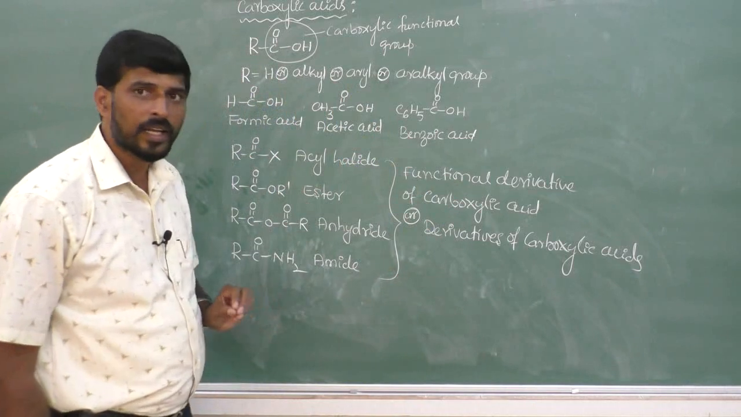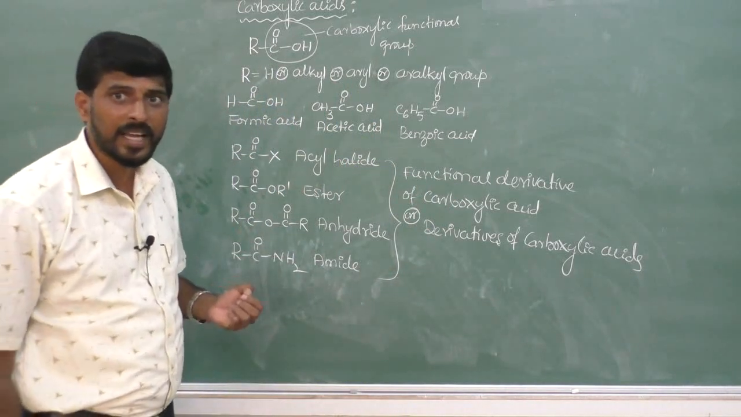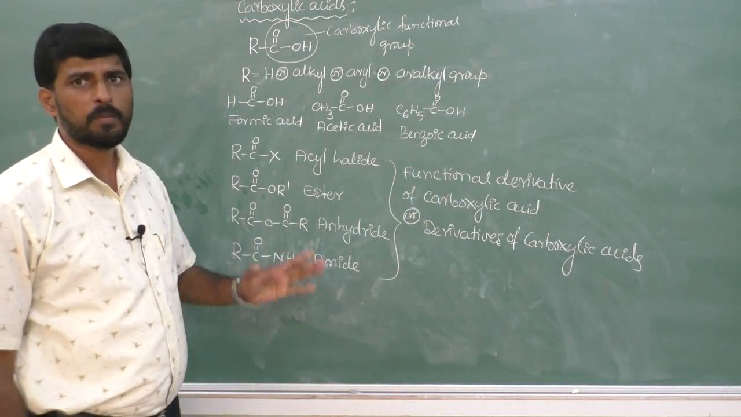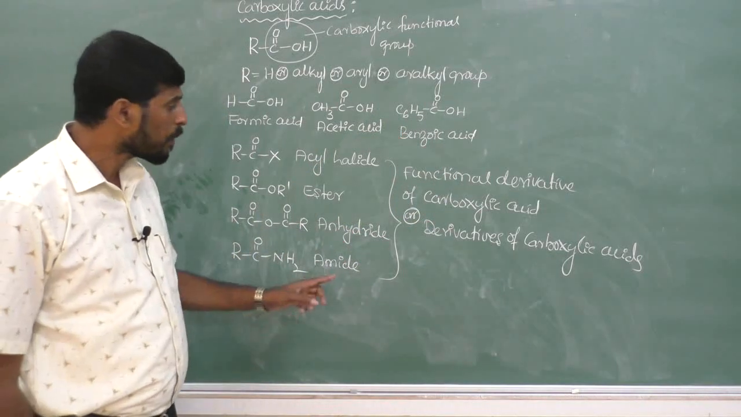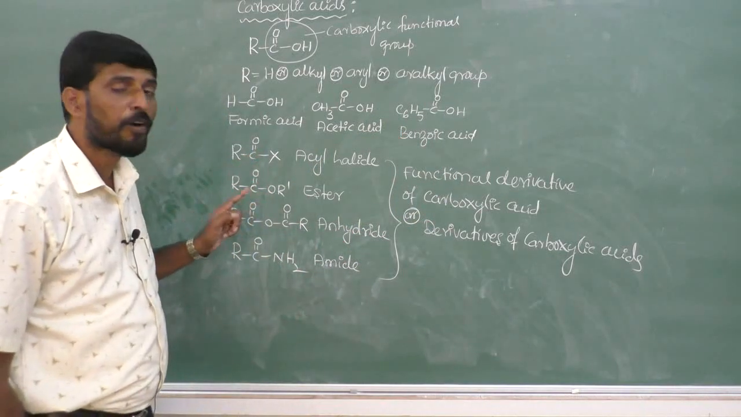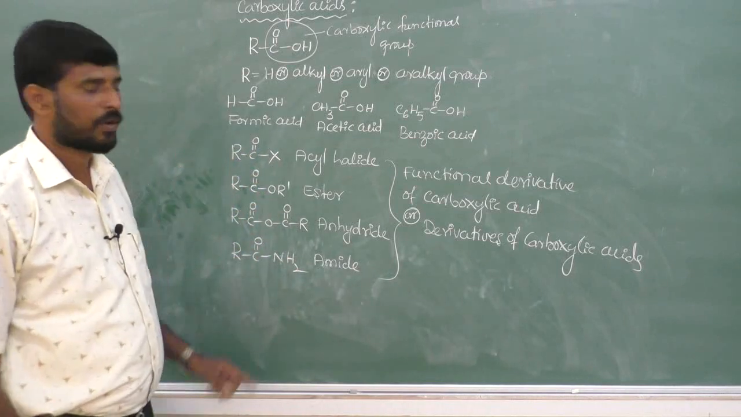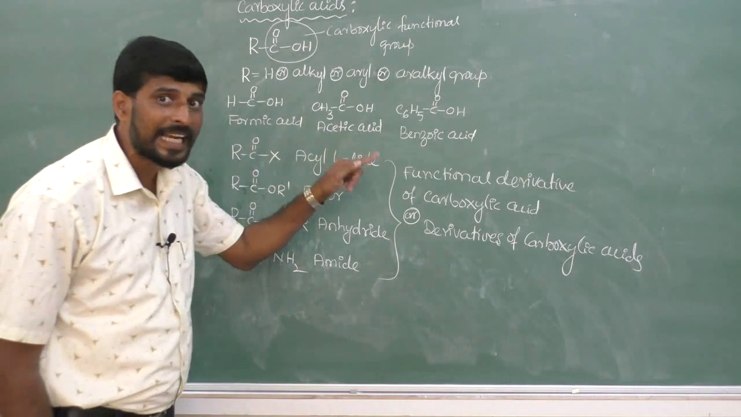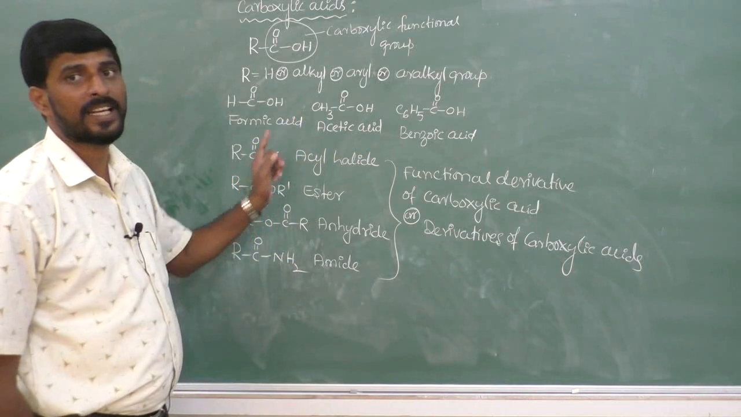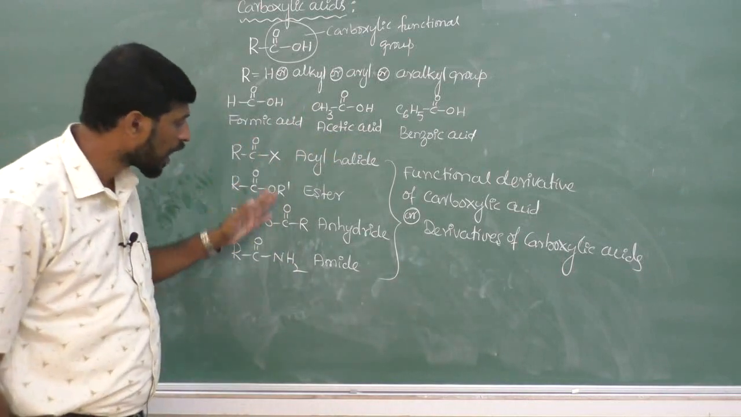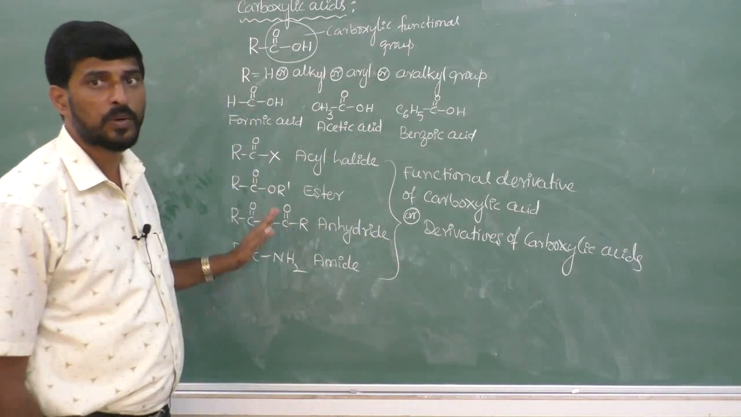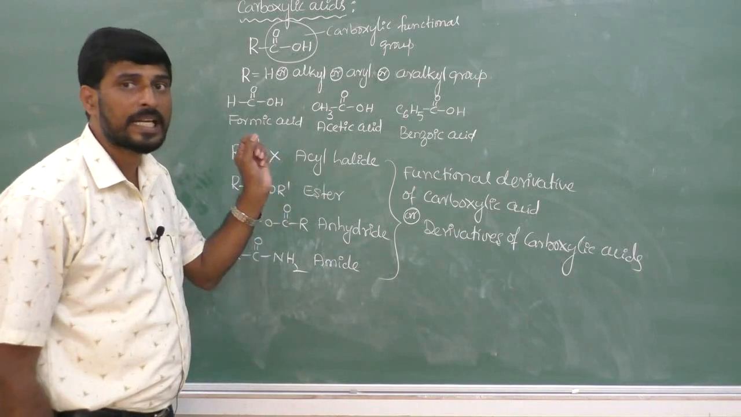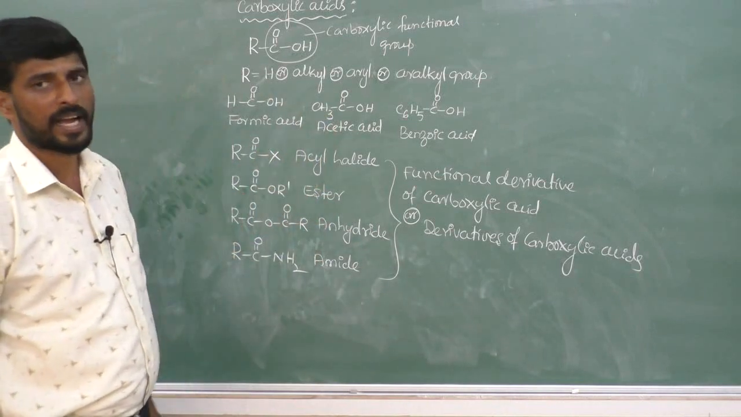Students, here the question arises, why are these called derivatives of carboxylic acids? What is the reason behind this? Very simple reason: whenever these compounds are subjected to hydrolysis, that yields the parent carboxylic acid. So these compounds on hydrolysis give parent carboxylic acid. That's why these are called derivatives of carboxylic acid.